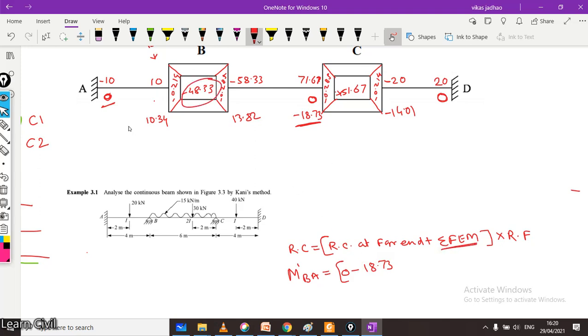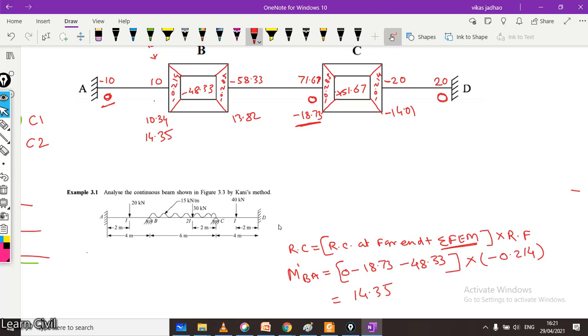Here you can see the summation of fixed end moment is minus 48.33. So minus 48.33, multiply this value with the rotation factor. Here the rotation factor is minus 0.214. So this value will be equal to 14.35. Write down 14.35 here.